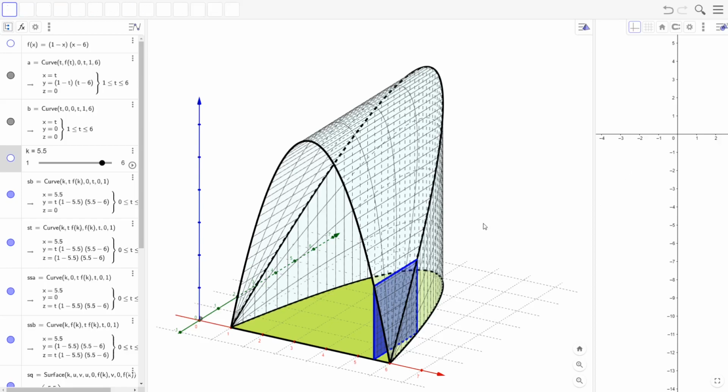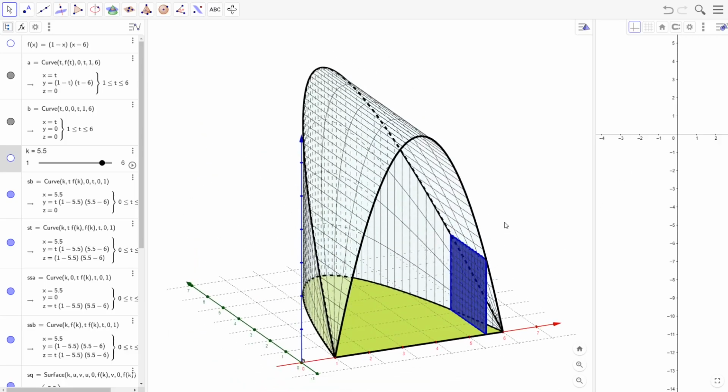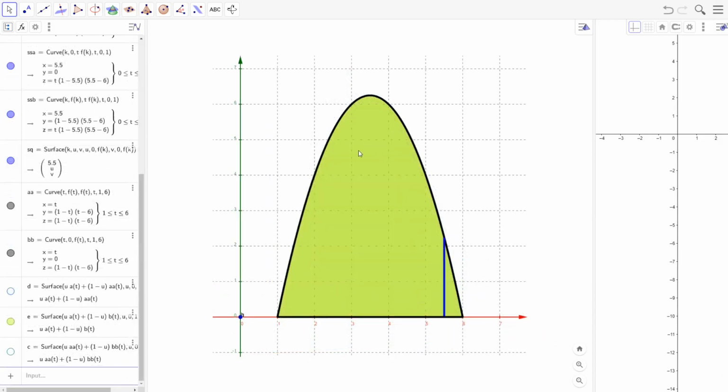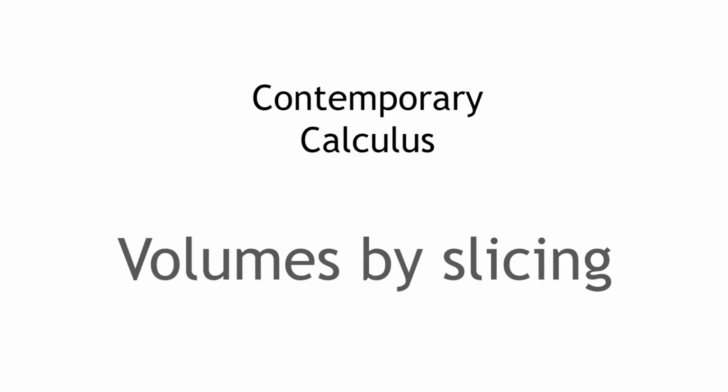Although we've created a three-dimensional graph of our object here, once again, we don't need to do that to find the volume of such objects. All we need to do is graph the base region and draw a representative slice, then sketch the cross-section of that slice and determine its cross-sectional area. In our next video, we'll examine other types of three-dimensional solids whose volumes we can compute using definite integrals.